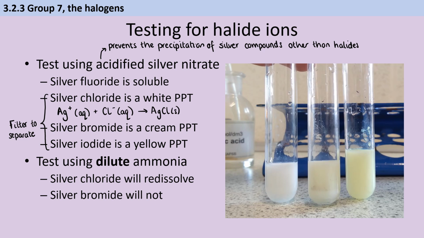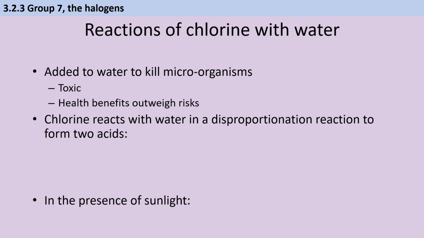silver bromide will not. Small, carefully controlled amounts of chlorine are added to both drinking water and swimming pools in order to kill harmful microorganisms, despite the fact that chlorine is toxic. This is because, on balance, the health benefits about not having pathogens in that water outweigh the risks of adding a small amount of a toxic substance.